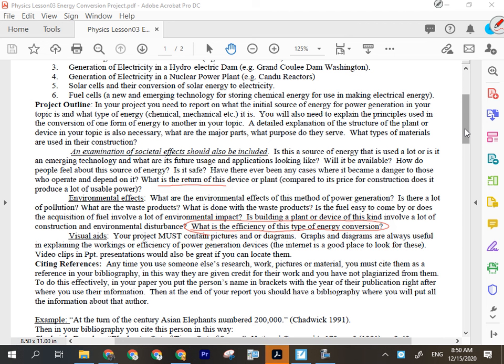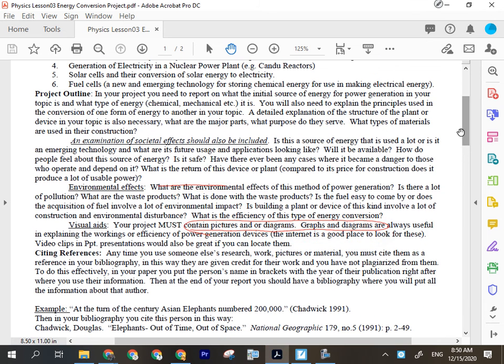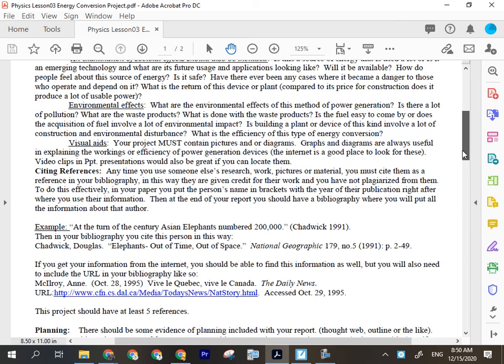Visual aids. Your project must contain pictures and/or diagrams, schematics of a power plant. If you're talking about that, it would be really useful. Sorry, it doesn't stay on the PDF when I move it.